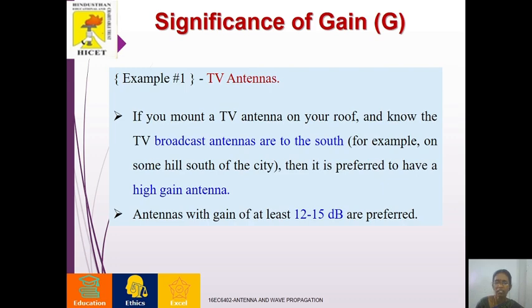Second example to make you understand is TV antennas. If you mount a TV antenna on your roof and know the TV broadcast antennas are to the south, that is, the signals you get are broadcast from the south, then it is preferred to have a high gain antenna. You need to collect the signals from the extreme south, which may be some hill region of your city. So naturally you need a high gain antenna in order to collect the radiation from the transmitting antenna. An antenna with a gain of at least 12 to 15 dB is required to collect this kind of radiation.